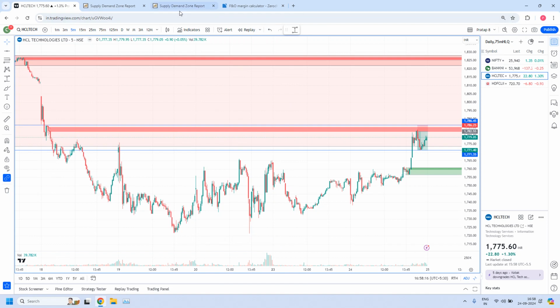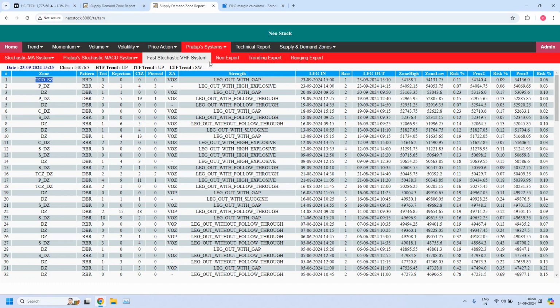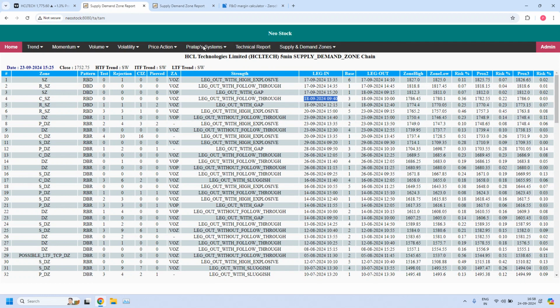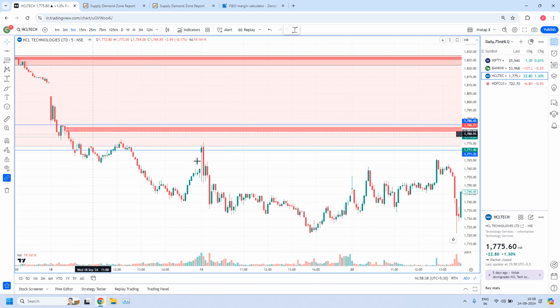But for me, this NeoStock software helped me. The supply demand zone chain for HCL Technologies. Sorry, this is Bank Nifty. This is HCL Technologies, which helped me to find this zone as a high liquidity zone. You already learned high liquidity zones can be used as an aggressive trade in daily or 75-minute zones. So that's why this is an aggressive trade.